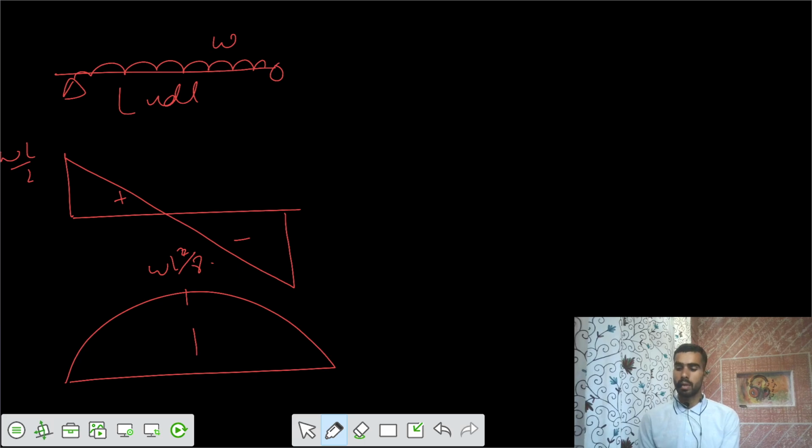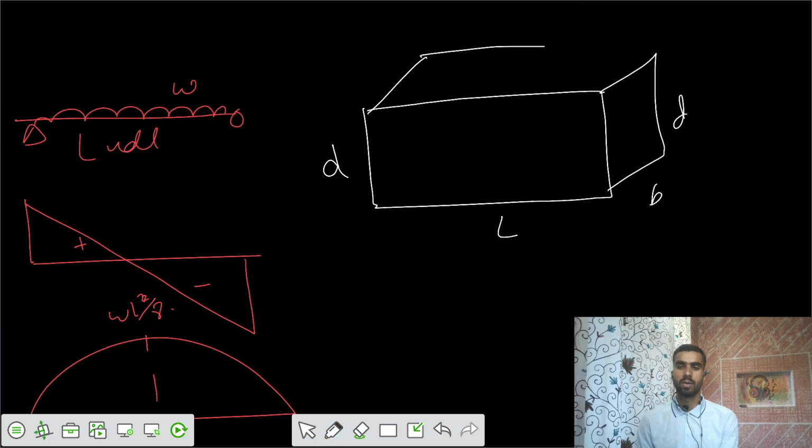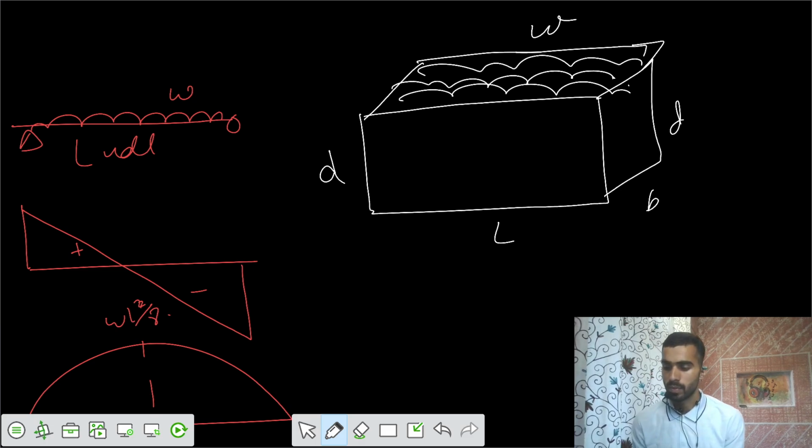But if you take the entire beam in a 3-dimensional manner, this is the length and that is the depth. This is the length, and there is some cross section B into D. So this is your beam now. Now you are applying a uniformly distributed load. So this is your load of UDL. Then we can say this is your W, in kilonewton per meter, and that equals, let's say, 2 kilonewton per meter.